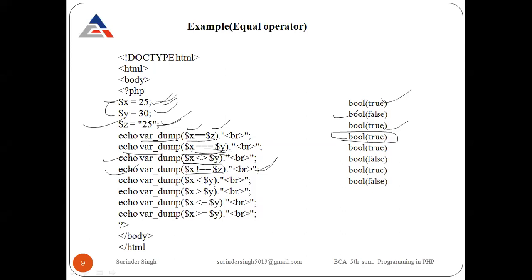And x is less than y. Okay, x is less than y. X has value 25, y has 30, so it returns true. X is greater than y, it returns false. Okay, then next, x is less than or equal to y. The less than condition is true, the equal to condition is false, so it returns true. And x is greater than y. x is less than y and not equal, so it returns false.